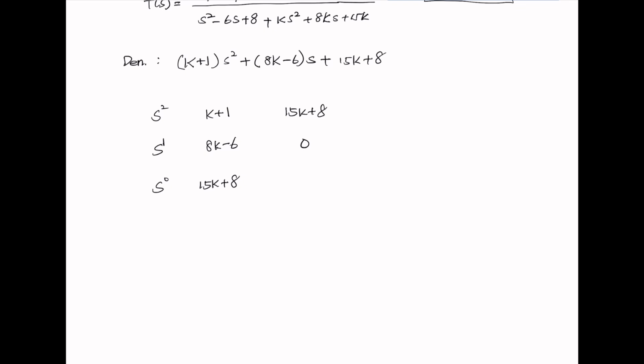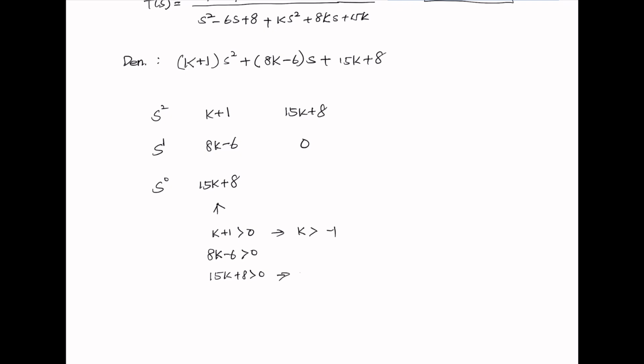For the stability test, in order to be stable, the first column has to be all positive. Therefore, K + 1 has to be greater than 0, and then 8K - 6 has to be greater than 0, and then 15K + 8 has to be greater than 0.